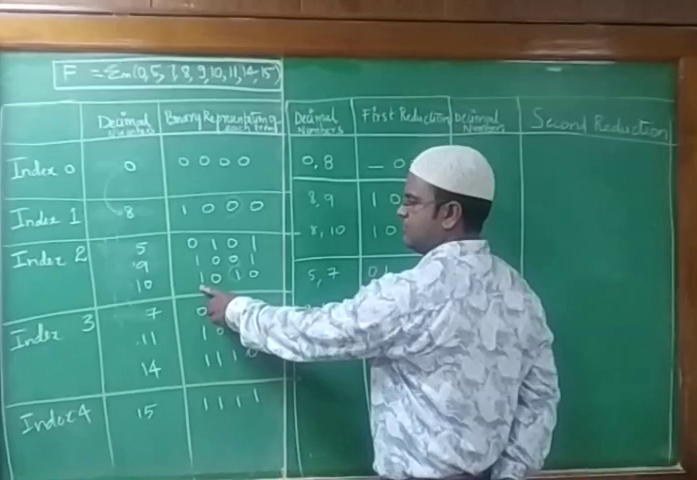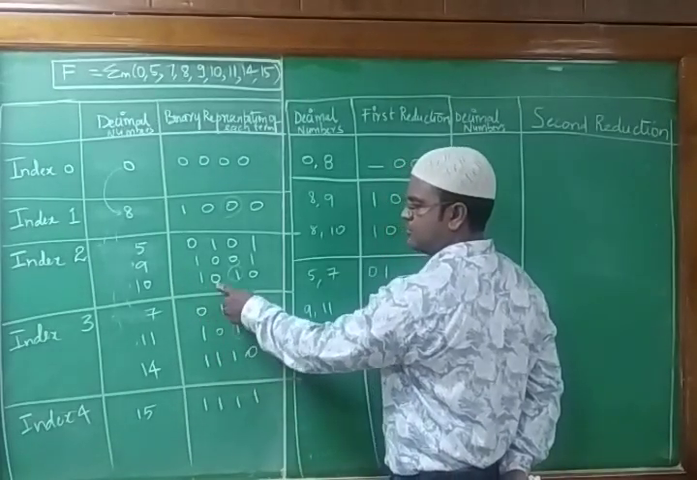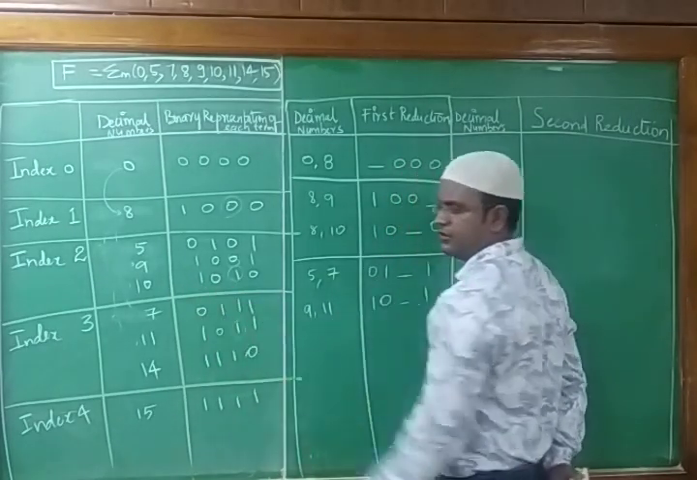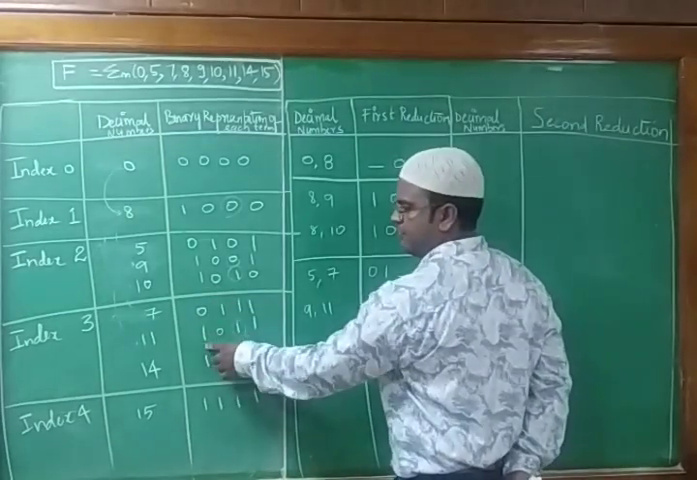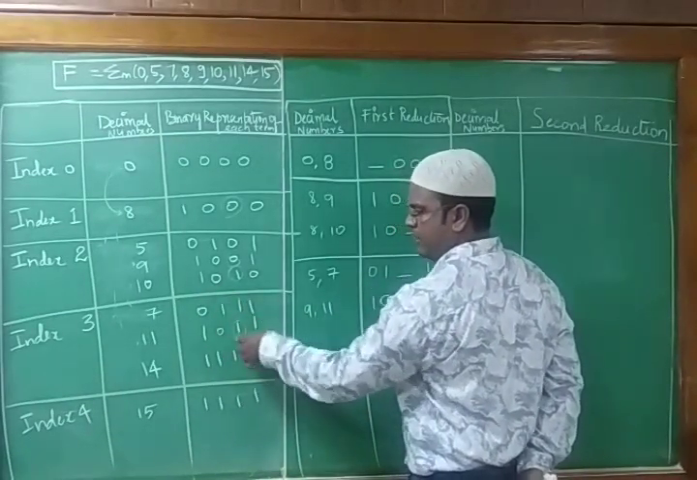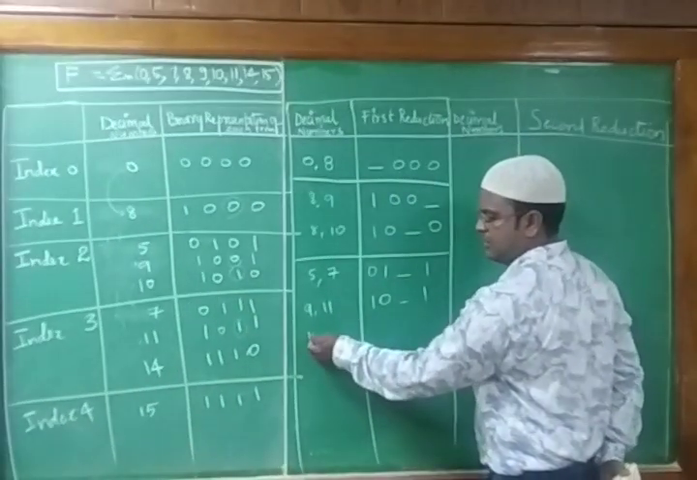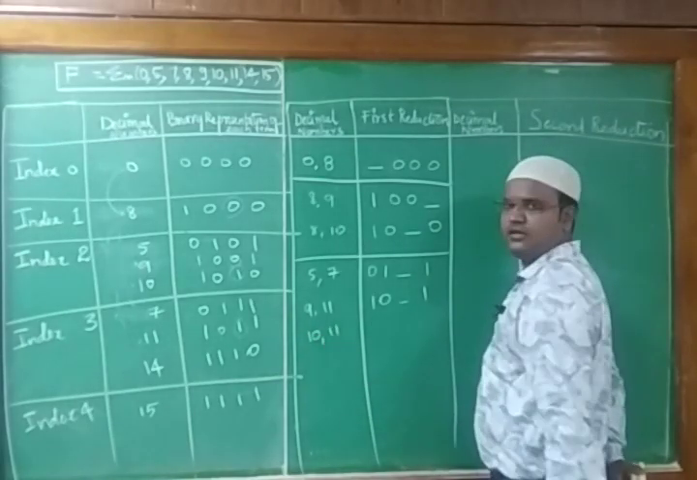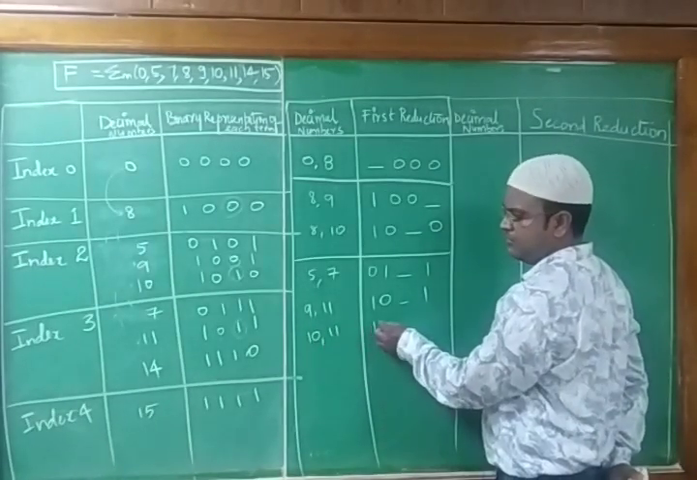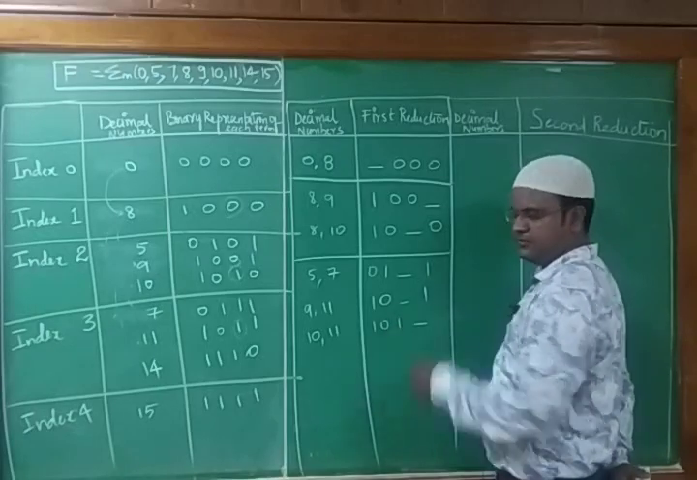In that, first 10 with 7. So 10 here is not possible because they differ by 2 bits. Next 10 with 11 we'll see. 1, 0, 1 dash. Yes, is it possible? So 10 with 11, it's possible. So we can write 1, 0, 1 dash.